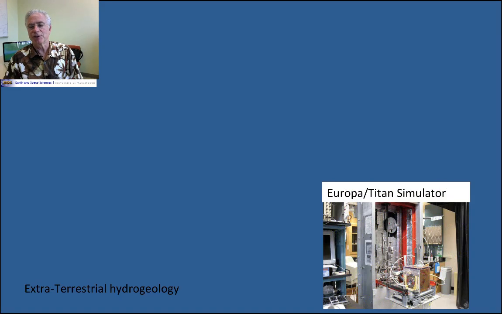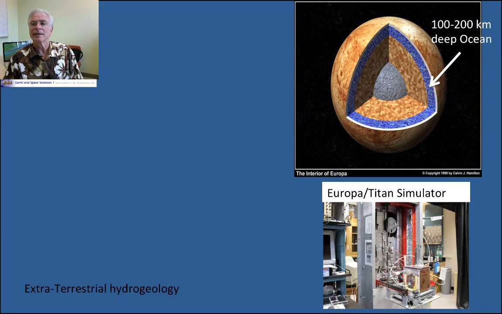Let me give you a few pictures from my laboratory, where I like to think of it as extraterrestrial hydrogeology. I have a device that allows me to simulate temperature and pressure conditions found on the satellites of Jupiter and Saturn, Europa and Titan. And the issue with Europa is that it has an ocean that's almost 200 kilometers deep. The chemistry and the processes in that ocean are different than those found in the much shallower, lower pressure oceans on Earth.